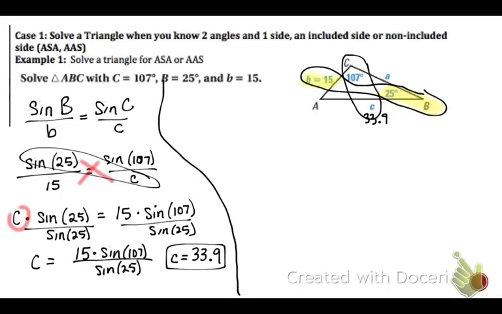Now we need to solve for angle A or side A. Angle A is going to be really easy because we can just do 180 minus 107 minus 25, because all three of those angles have to add up to 180. And I get 48 degrees.